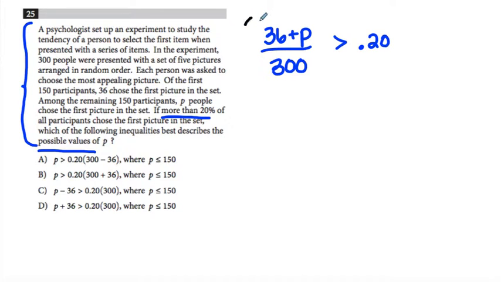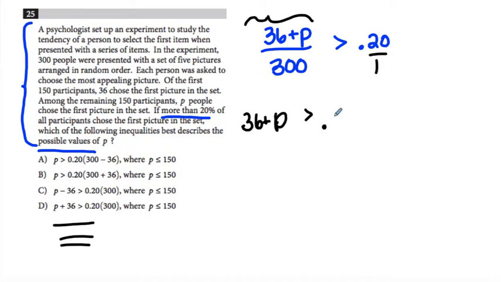So I know that this is what the percent would be. 36 plus P over 300 has to be greater than 0.20. Then I simplified it because these were all kind of simplified. So P, 36 plus P, cross multiply because it's like a proportion, 0.20 times 300. And I looked for that answer and it apparently looked like D. But again, this is a harder level question because of all the words wrapped up in it.